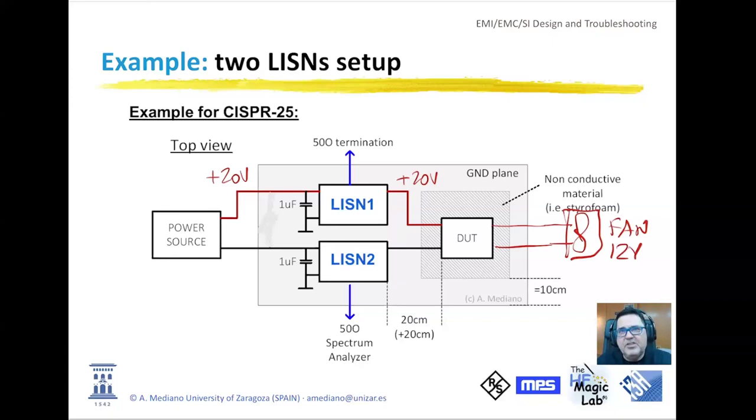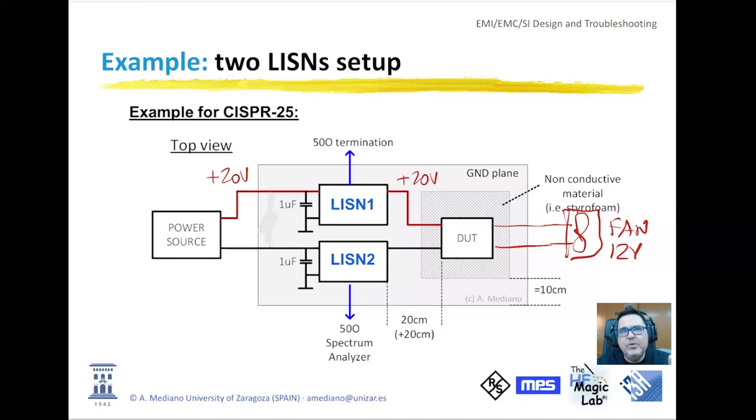Look at the setup. The setup explained that you need a ground plane and some kind of isolation material between the device under test and this metal plane. And we will be using 2 LISNs. The use of 1 or 2 LISNs depends, following CISPR 25, on the length of the cables. If you have more than 20 meters of cables, you need 2 LISNs. If you have less than 20 meters, you can use 1 LISN. But you will learn today why we are using 2 LISNs.